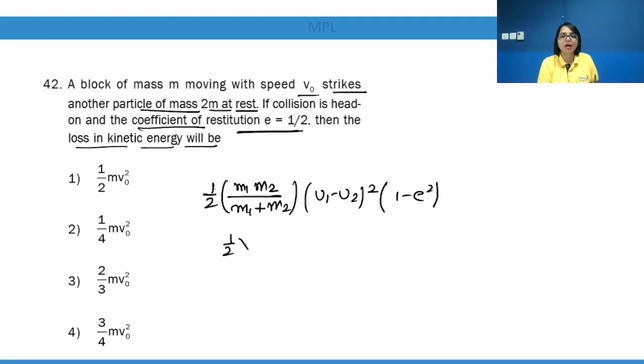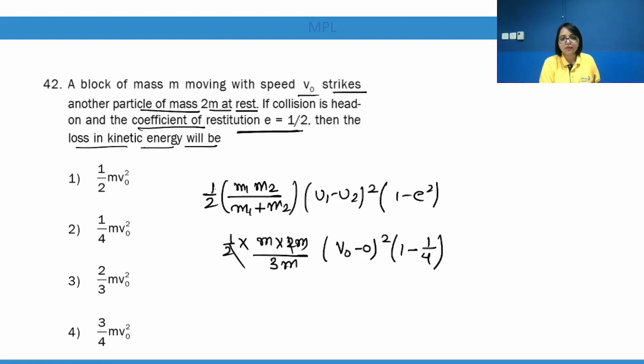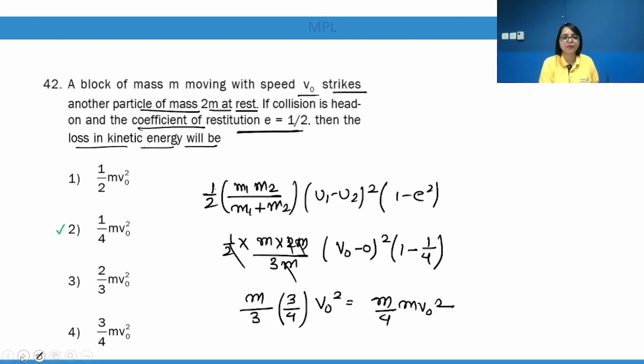So it will be half m into 2m divided by 3m into (v naught minus 0) whole square into (1 minus 1 by 4). So it will be m by 3 into 3 by 4 v naught square. So it is 3 by 4 m v naught square, which is option 2.